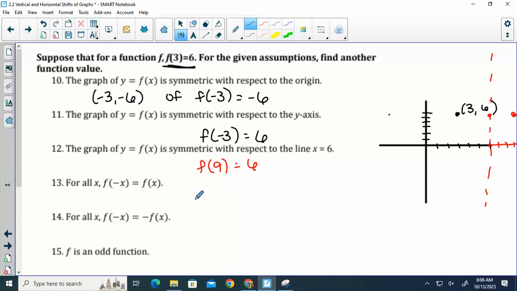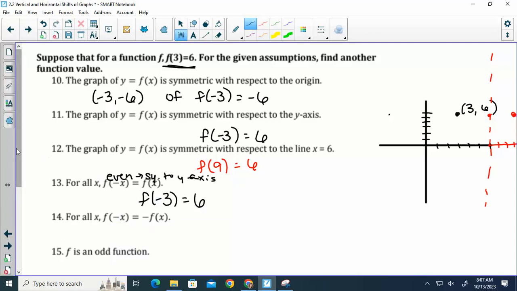Alright, if I said for all x, f(-x) = f(x), what does that mean? This was the definition of an even function, which means it's symmetric to the y-axis. And haven't we already done symmetric to the y? Saying a positive and negative x give you the same thing. So just change my x.